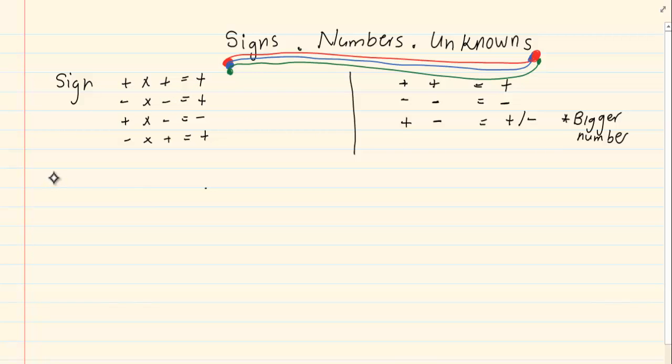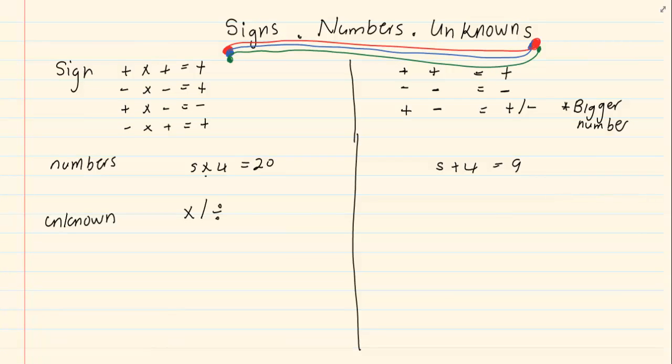Then we have numbers. Numbers is basic multiplication or addition. Example, if I say 5 times 4, it's equal to 20. Or if I say 5 plus 4, it's equal to 9. Then the last concept is unknowns. Now when we're doing unknowns, we must be careful. When you multiply or divide, your unknowns change. But when you add or subtract, your unknowns stay the same.